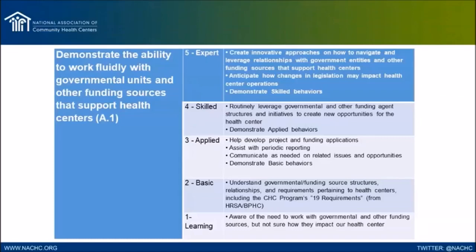Without reading the slide to you, you can certainly read it now or later. We're really looking for what you can do to strive for that expert level. So what NAC has identified as the components of that level are creating innovative approaches on how to navigate and leverage relationships with government entities and other funding sources that support health centers. That's really critical when you think about health centers and our place in the greater environment. Anticipating how changes in legislation can impact health center operations. There are things happening in very real time around 340B and other areas that we are looking at, in terms of threats and opportunities, that legislation either is having or could have an impact on. And then demonstrating the behaviors of all the levels below that.